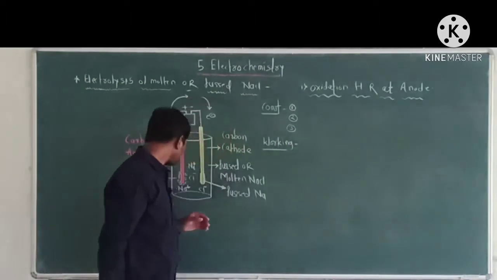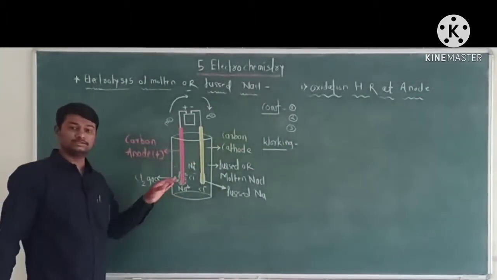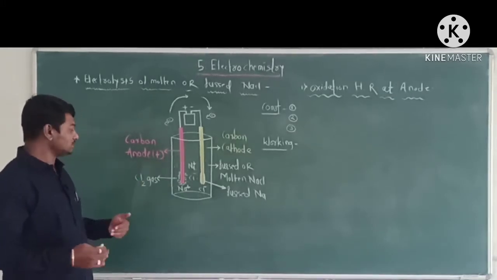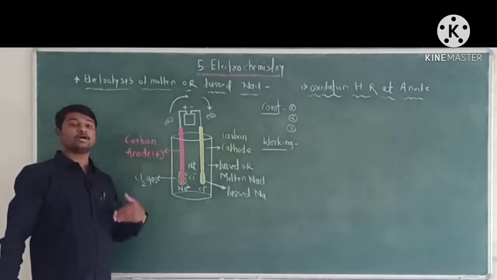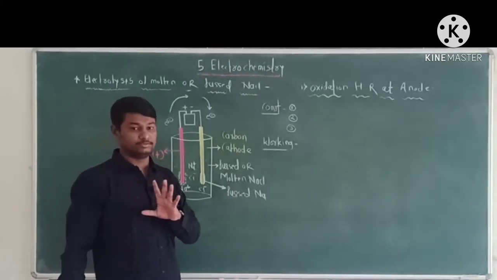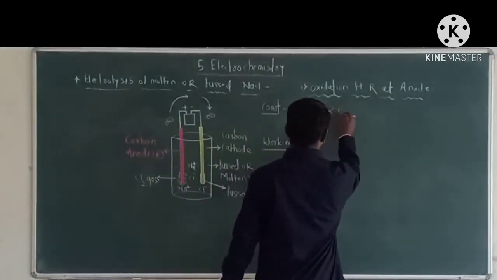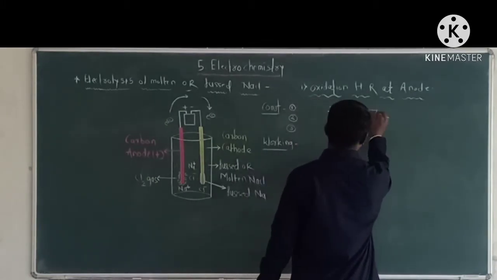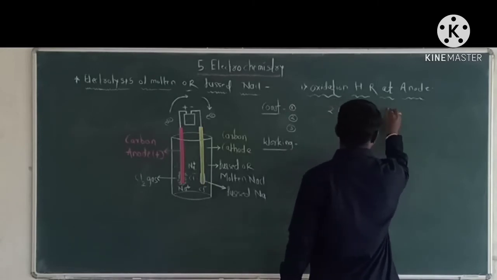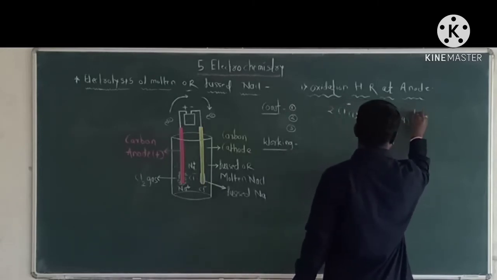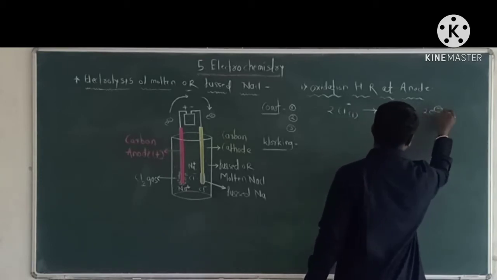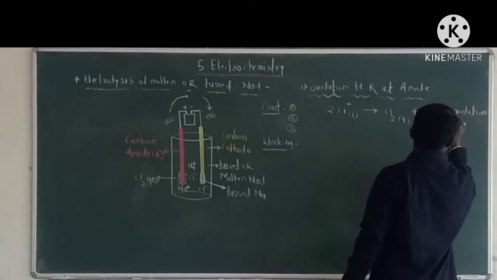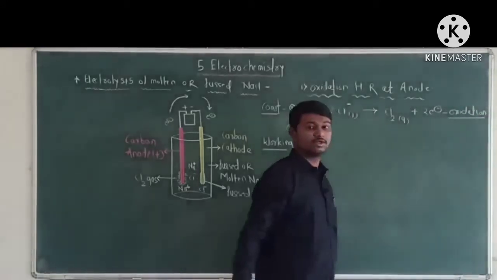At the anode, the Cl- ion loses its electron and is oxidized into chlorine gas, that is, 2Cl- (liquid) gives Cl2 gas and releases 2 electrons. This is the oxidation half reaction. This is the oxidation process. Loss of electron is called oxidation.